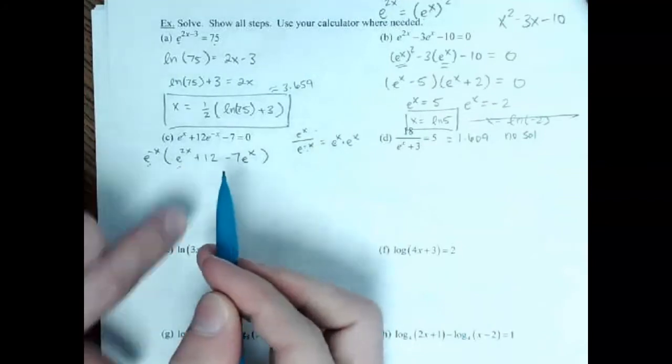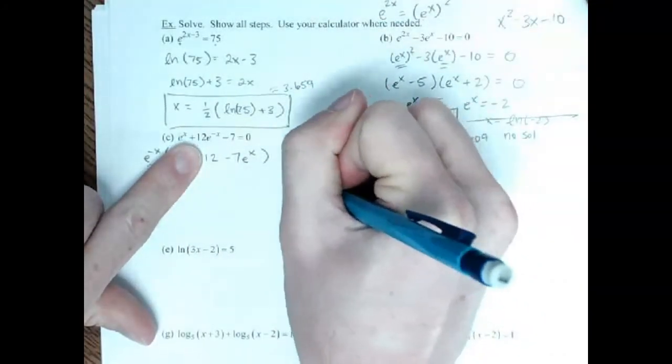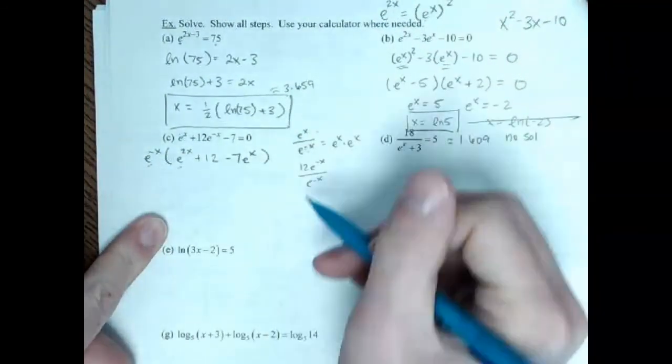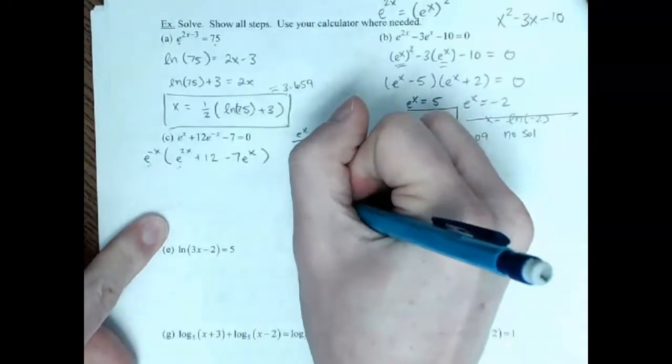And then here, it was pretty easy. You had your 12e to the negative x, and then we were factoring out the e to the negative x. And then that's pretty easy. You can just see how it reduces very nicely. And then the other one, we had the negative 7.